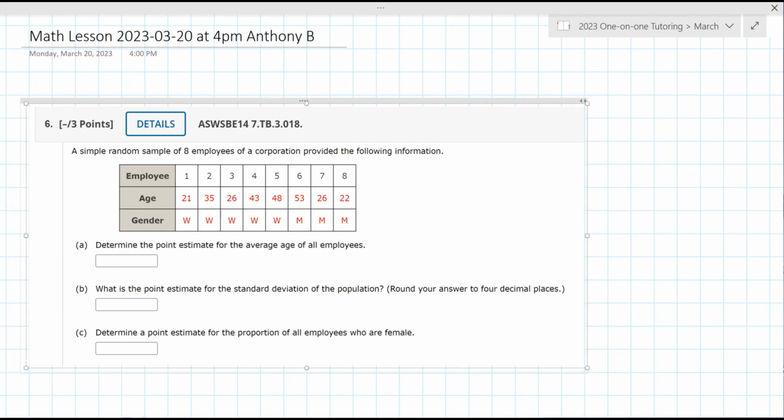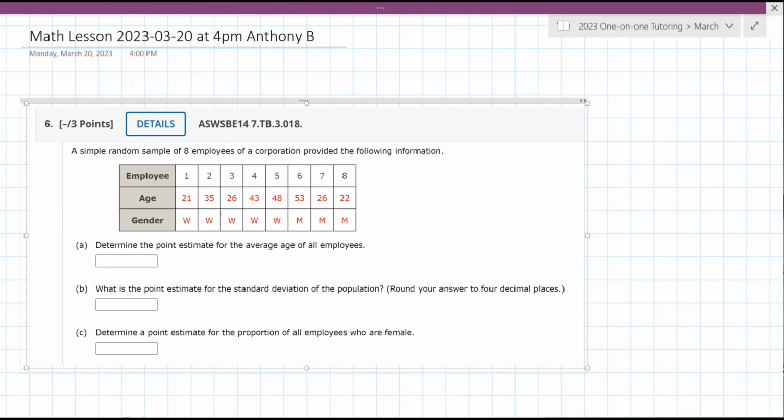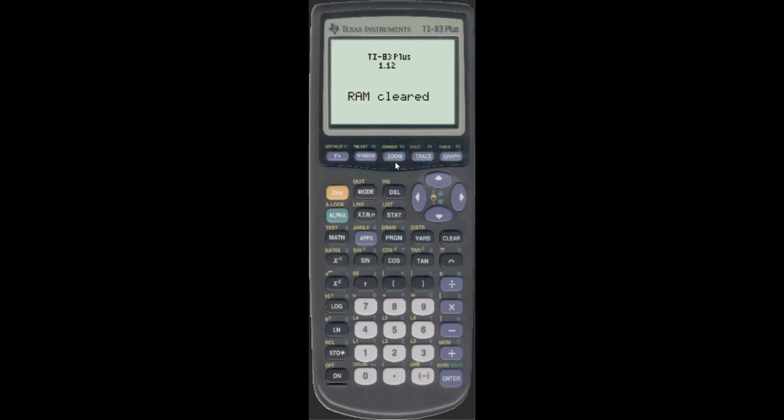If I have a calculator, like a TI-83? 84. 84. Okay, good enough. Let me grab my virtual TI-84 and show you how to enter this, in case you have not seen that before. It'll take a little bit longer for the first one, but then it'll go a lot faster for the subsequent ones. I'll put the instructions in the notes as well.